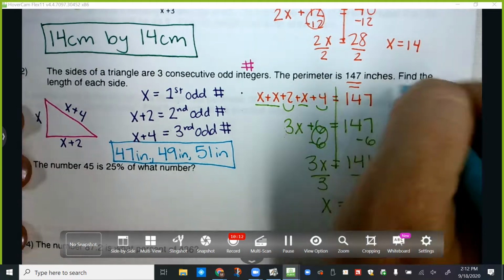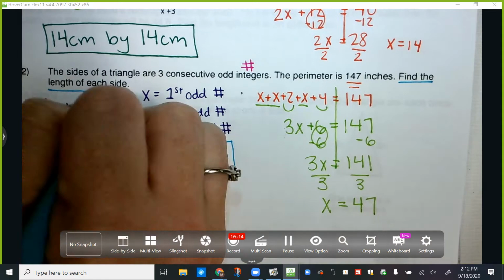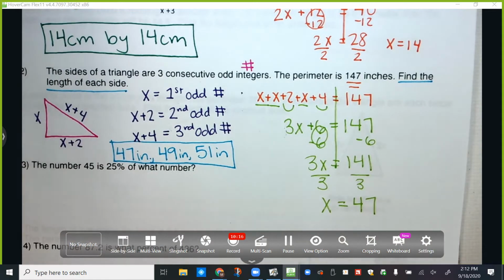So remember, the important thing here is always rereading that last sentence that tells us what it's asking for. Because if we just wrote 47, did we get the whole answer right? No, because it asks for all three sides. So you do have to pay attention to what it's asking of us.